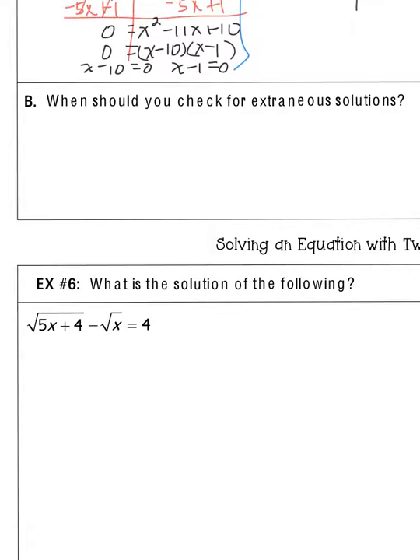Then the question part B says, when should you check for extraneous solutions? Anytime that we raise both sides of an equation to a power, you check.